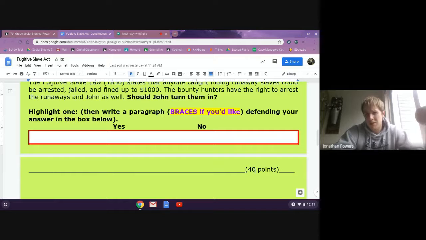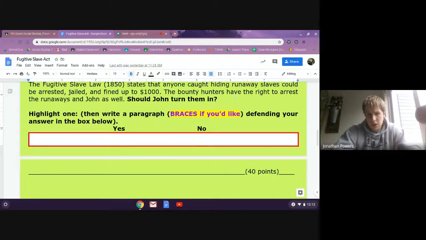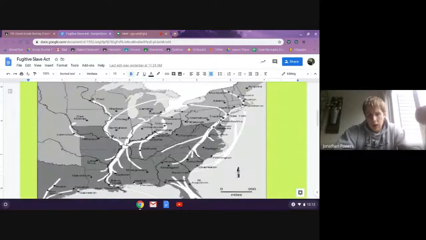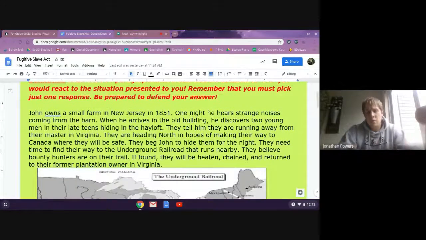This is a 40-point assignment, and I'm looking for you to persuade me. So the question that you're going to have to answer by the end of the lesson is, should John, who we're going to be introduced to in a second, turn them in, them being the fugitive runaway slaves? So here we go.